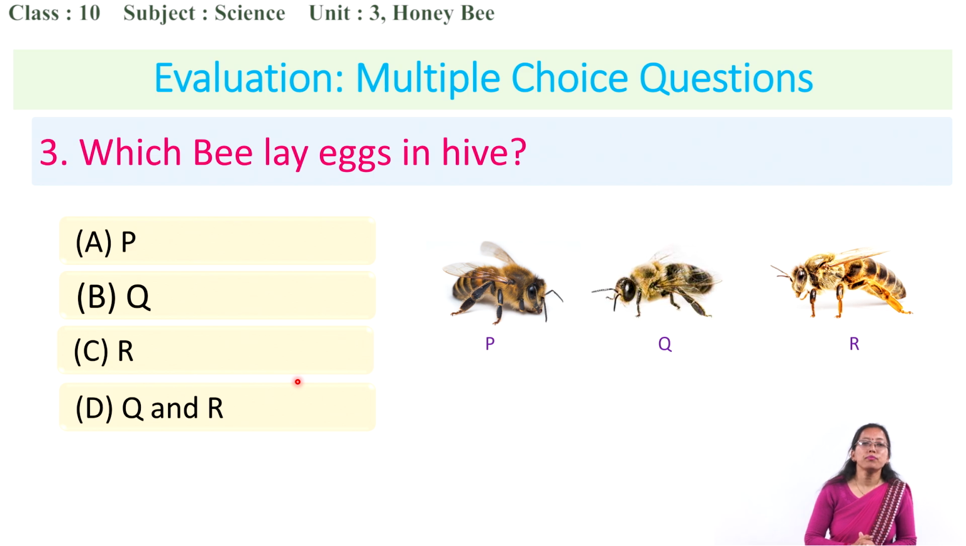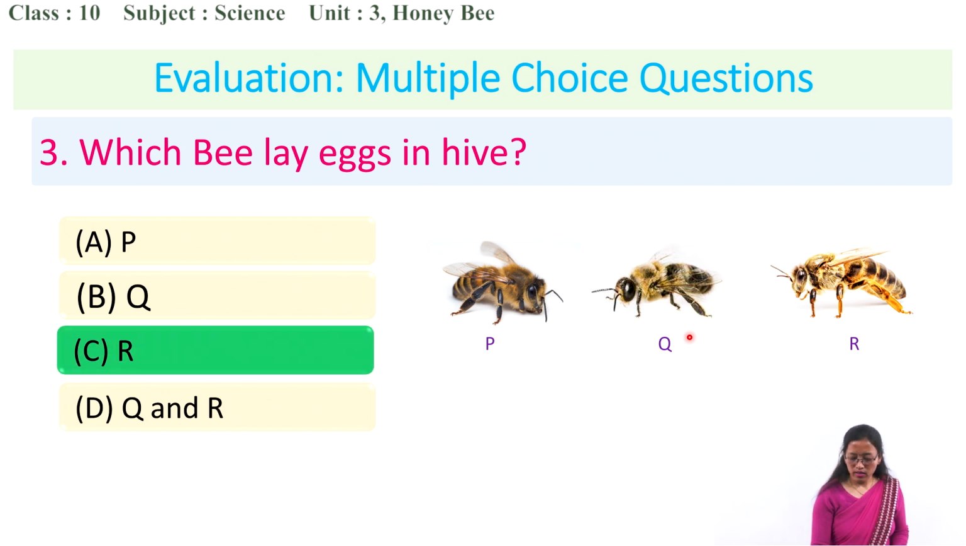Next question, which bee lays eggs in the hive? There are 3 bees shown, P, Q and R. Which one will lay eggs in the hive? Can you identify these? Which bees are there? Okay, that is R. And next question.